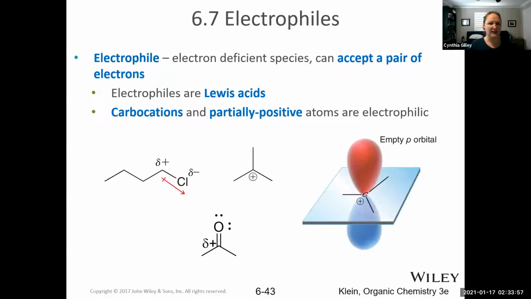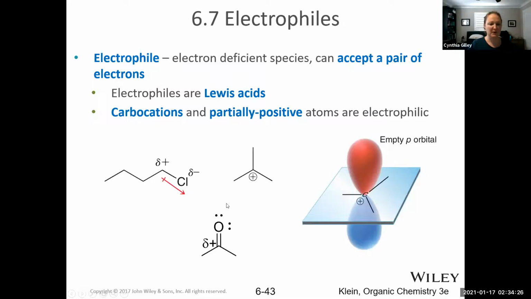Okay, electrophiles, again, are electron deficient species. They can accept a pair of electrons. So they either have a full or partial positive charge. That positive charge can be the result of induction alone, as is the case in this alkyl halide, where the chlorine is pulling electron density through the sigma bonds. We call that induction towards it and away from the carbon, leaving a partial positive charge.